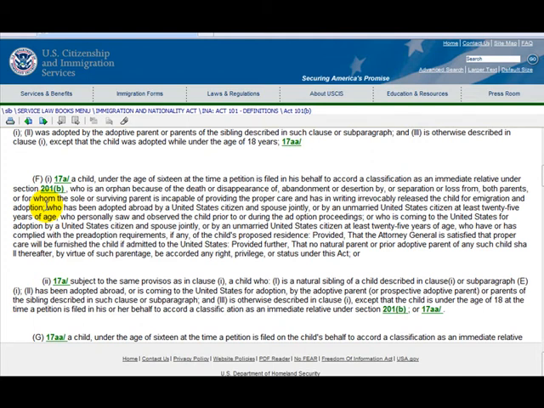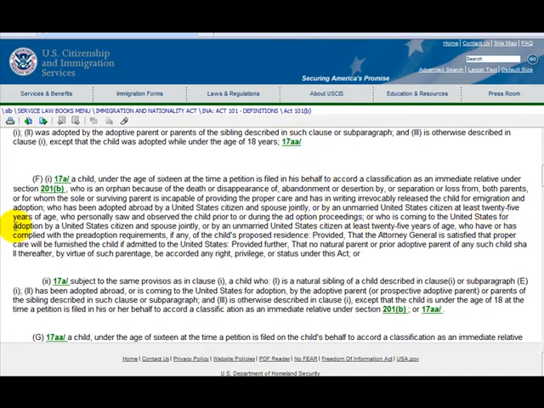and the adoption of an orphan who has been adopted abroad by a United States citizen and spouse jointly, or by an unmarried United States citizen at least 25 years of age, who personally saw and observed the child prior to or during the adoption proceedings, or who is coming to the United States. Okay, so you're going to have personally saw and observed the child prior to. There's a personal contact requirement in this then.